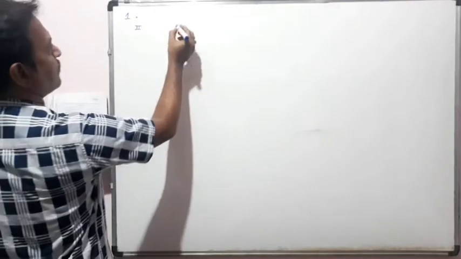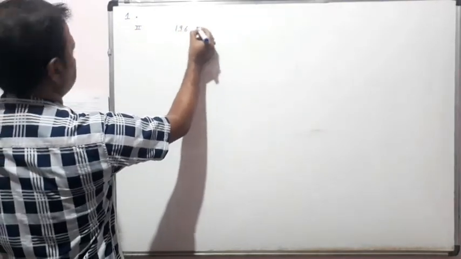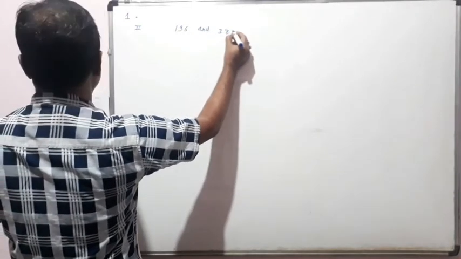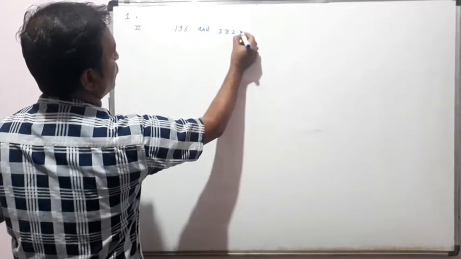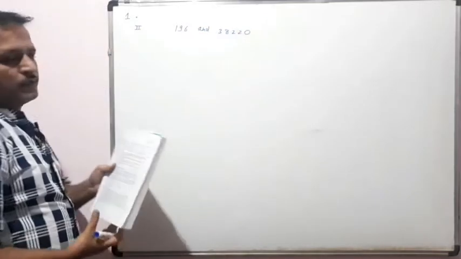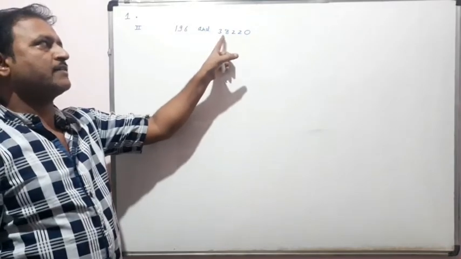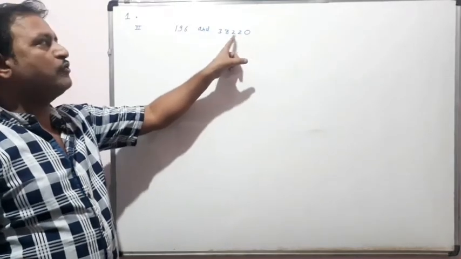Find HCF of 196 and 38,220. Find HCF of 196 and 38,220 by Euclid division lemma.